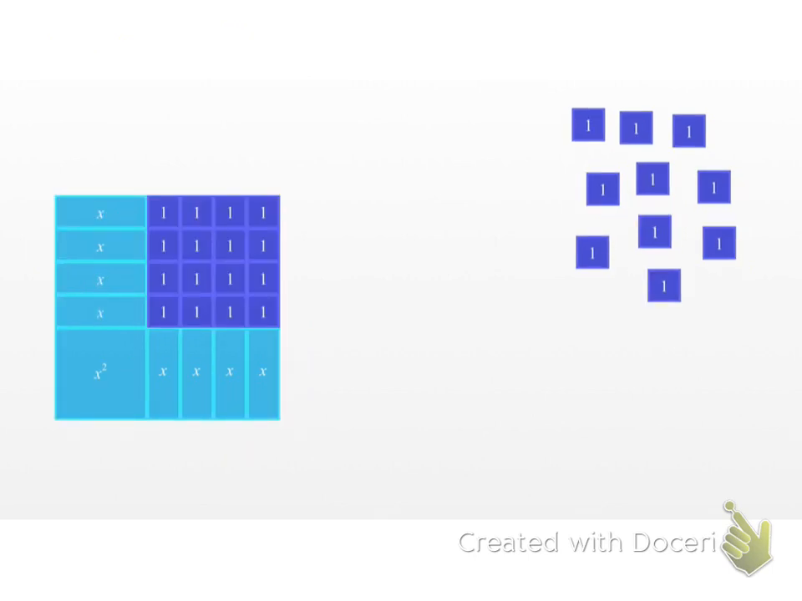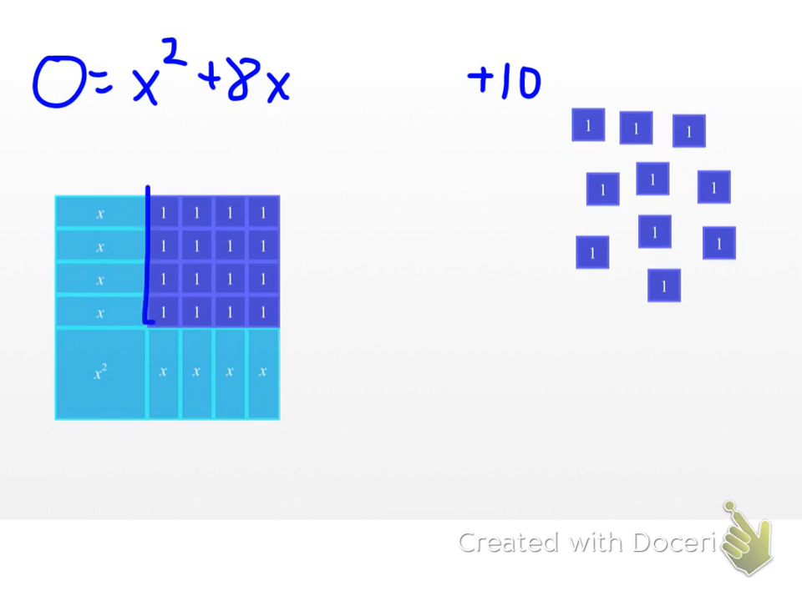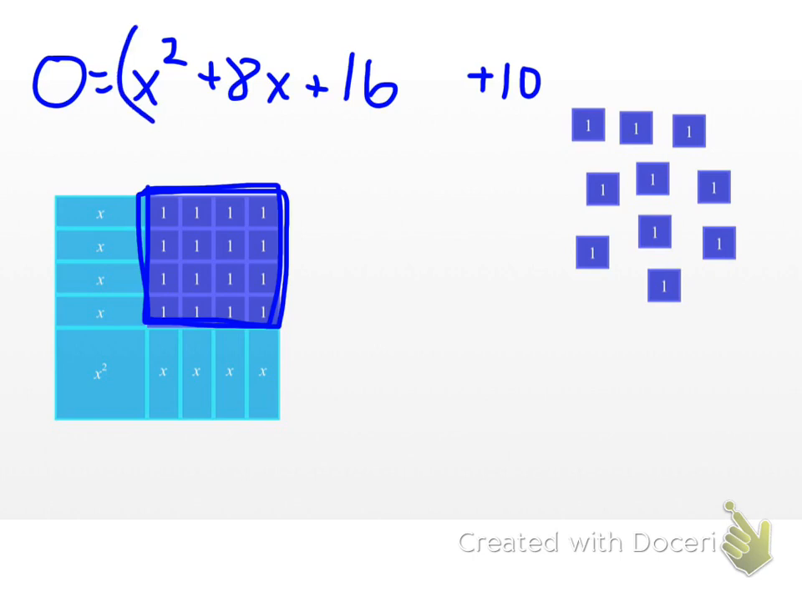To fill in this spot over here, I need to have 16 pieces. So, starting off with my original problem, x squared plus 8x, and remember I have my plus 10 just pushed off to the side. I have now added in all of these pieces right here, all these unit tiles. I've added in 16.